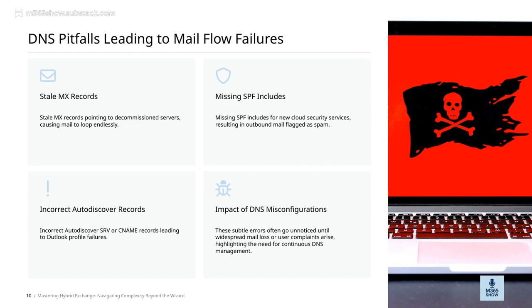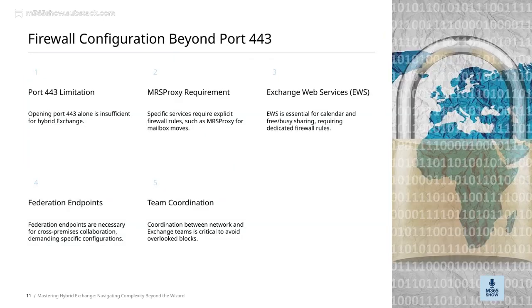All of these issues highlight the importance of regularly reviewing and maintaining DNS records to ensure smooth mail flow in a hybrid environment. When configuring your firewall beyond port 443, it's important to understand that simply opening this port isn't enough for a smooth hybrid Exchange setup. Coordination between your network team and your Exchange administrators is absolutely critical here. If there's a lack of communication, some necessary blocks might be overlooked, leading to connection issues down the line.